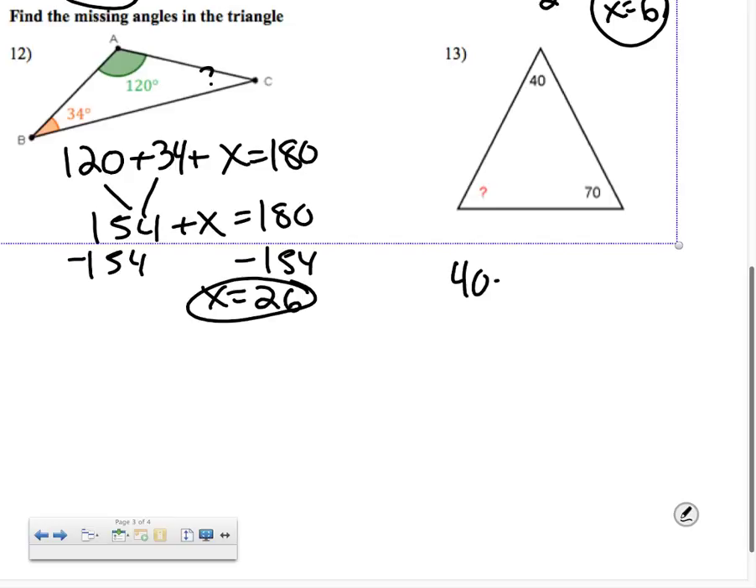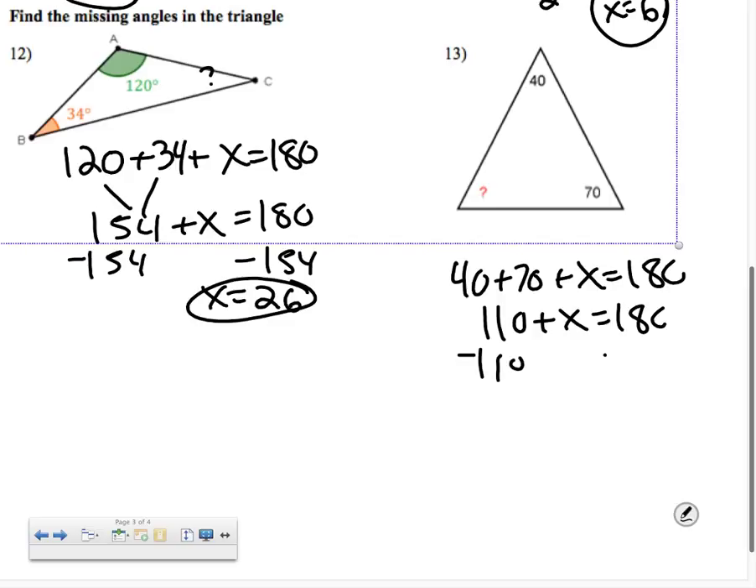Same thing for number 13. 40 plus 70 plus this missing angle should still equal 180, even if it's a different triangle. Well, 40 plus 70, that's 110, plus x is equal to 180. And then you subtract 110 from both sides to get x by itself, and you get x is equal to 70. Same as its partner angle there.